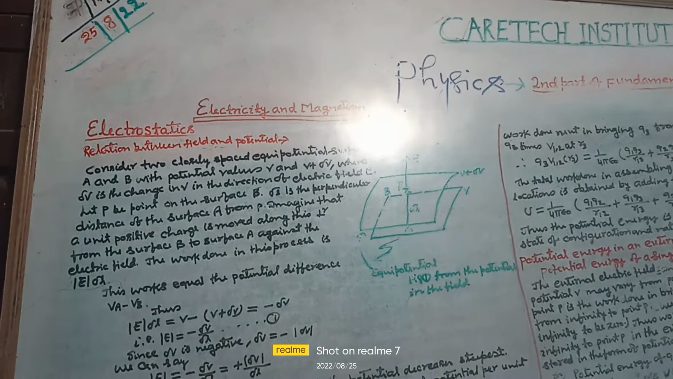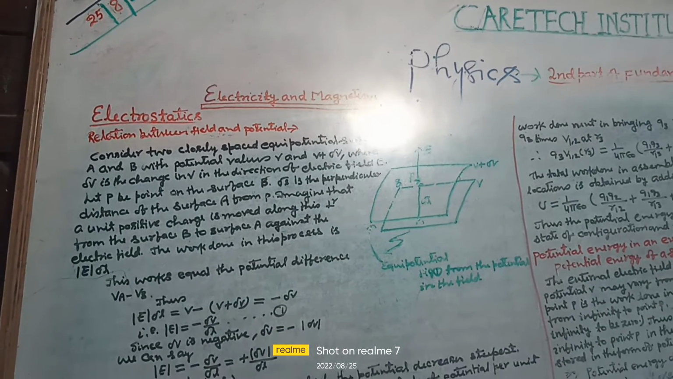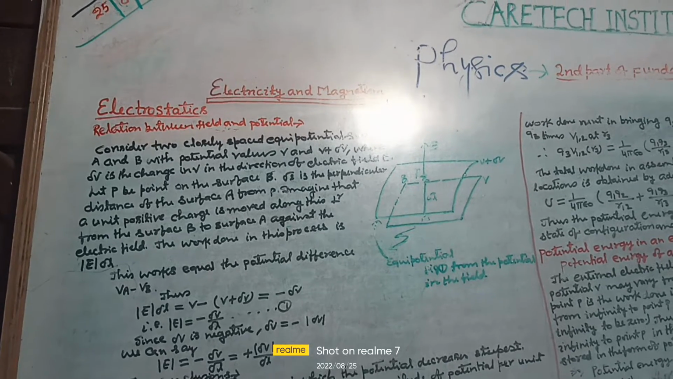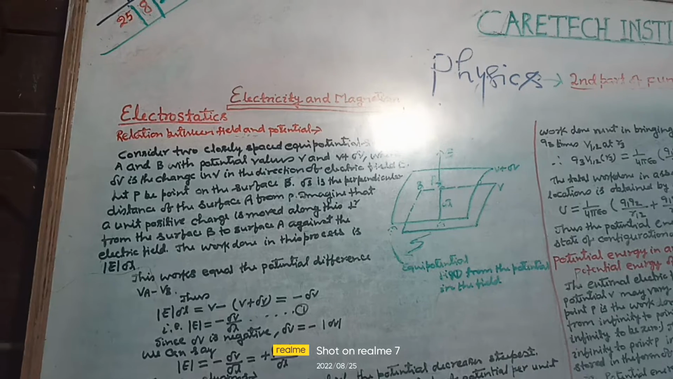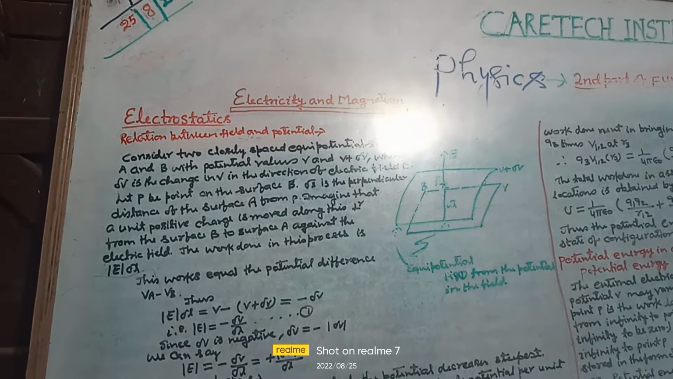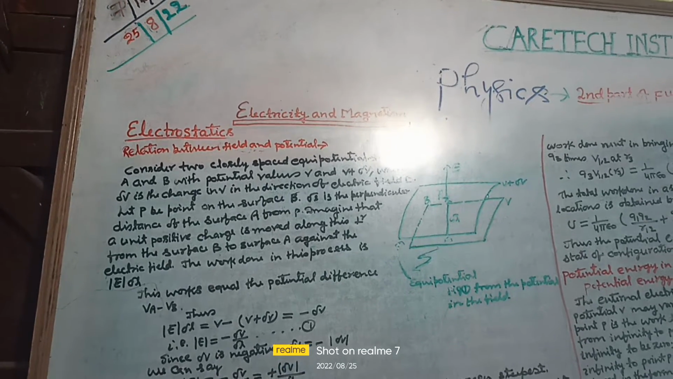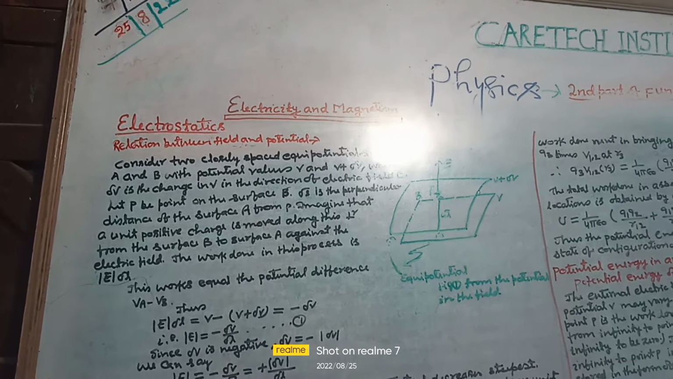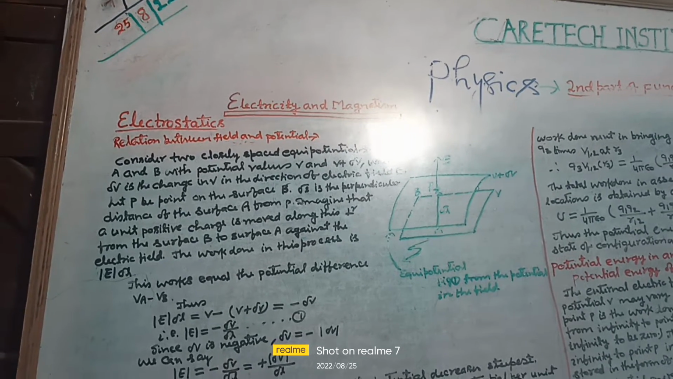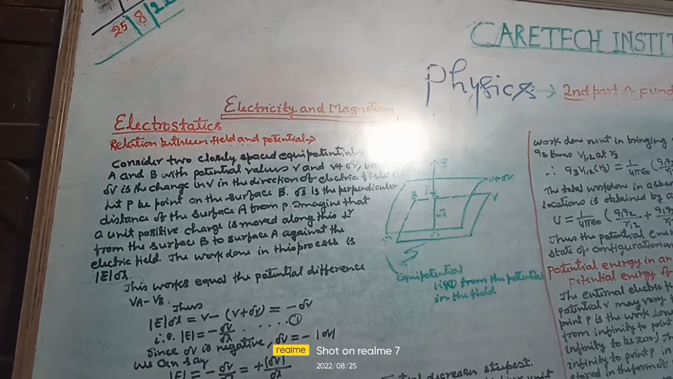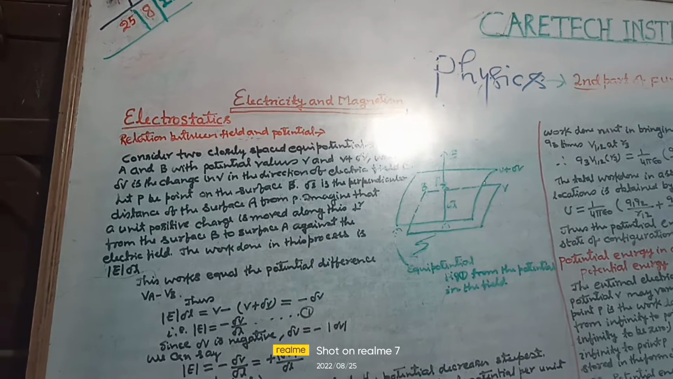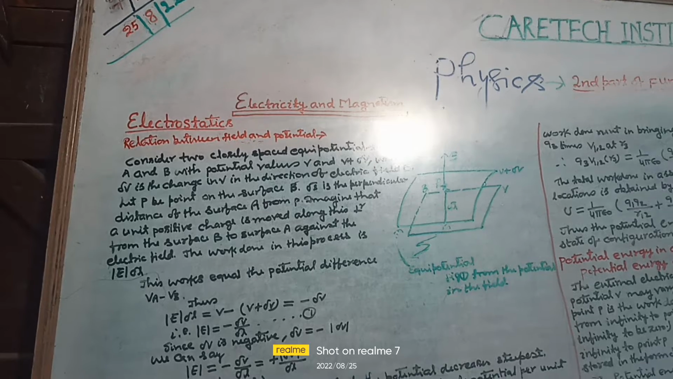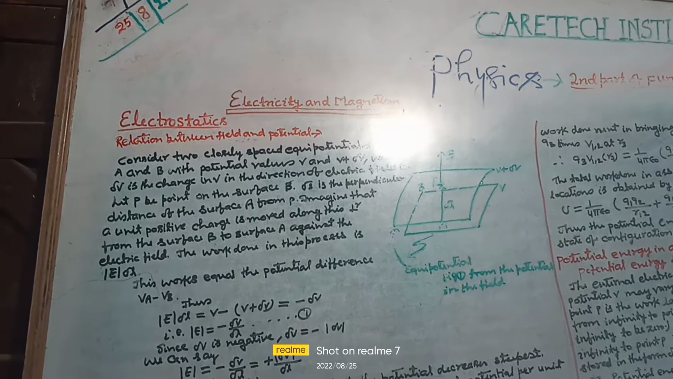Today we shall study about the relation between field and potential in electrostatics. We consider two closely spaced equipotential surfaces, as shown in figure, A and B, with potential V and V plus delta V, where delta V is the change in potential in the direction of electric field E.